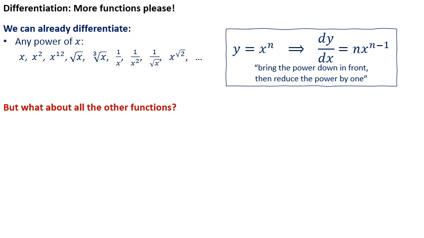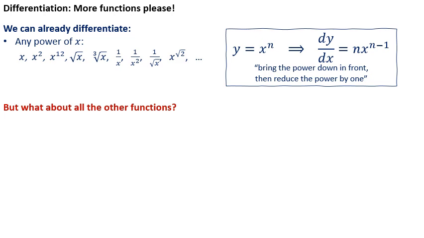X to the 0, trivially included, we can differentiate a constant, it becomes 0. X to the half, in other words, the square root of x, we can deal with that. X to the power of a third, the cube root of x. X to the minus 1, x to the minus 2, x to the minus a half, x to the power of root 2, and all sorts of other weird and wonderful results. As long as you can write it as a power of x, you can differentiate it.